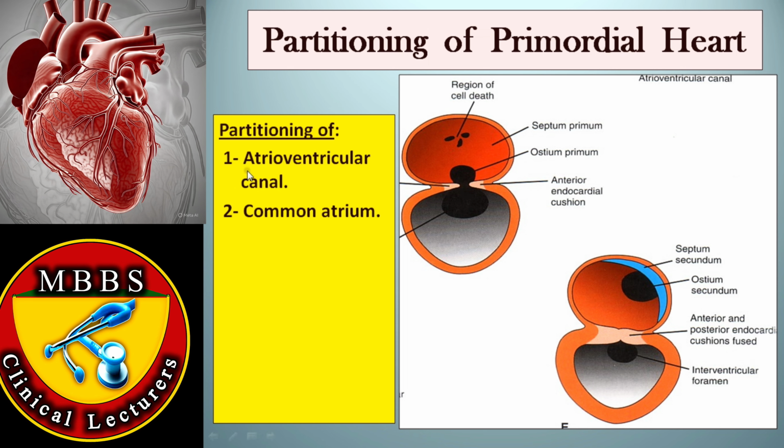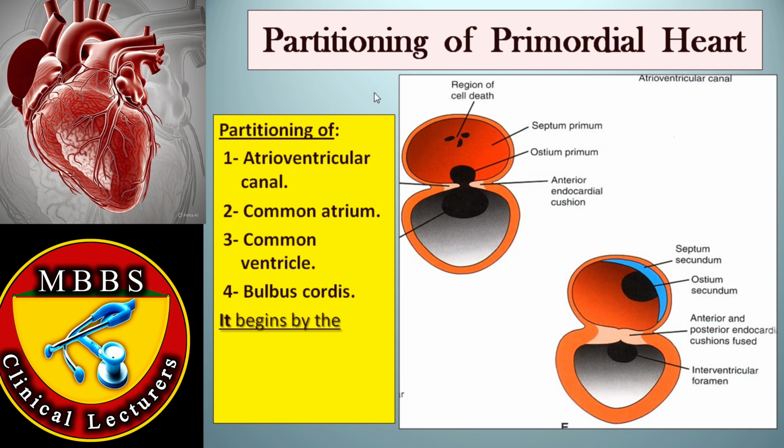Partitioning of the atrioventricular canal and partitioning of the common atrium, partitioning of the common ventricle and the bulbus cordis begins, and they occur almost simultaneously. अब क्या ऐसा नहीं होता कि one part follows the other; they usually occur simultaneously. The partitioning occurs in the atria as well as in the ventricle simultaneously and somewhat overlapping in manner.